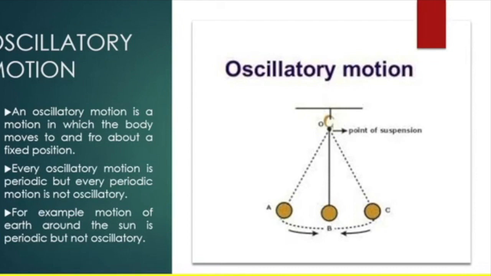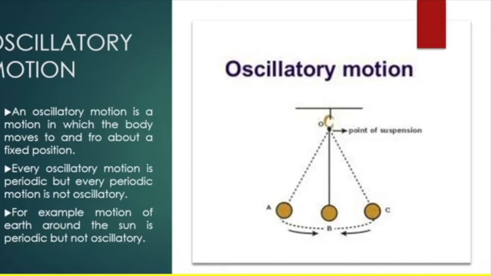Now coming to the next motion, which is oscillatory motion. When a motion is periodic and also it is moving to and fro about a fixed position, then this motion is called oscillatory motion. So every oscillatory motion is periodic, but every periodic motion is not oscillatory.